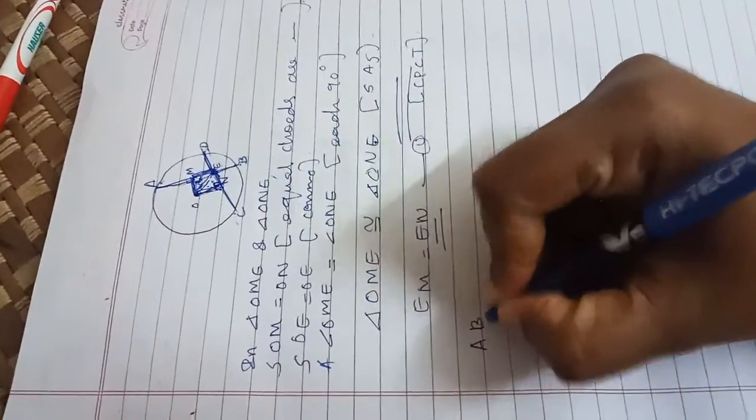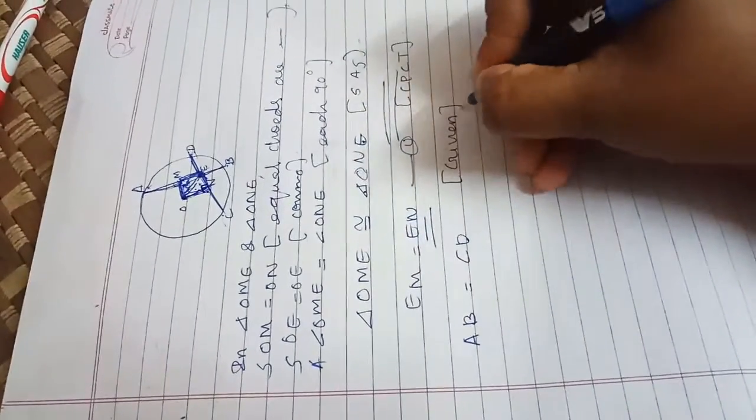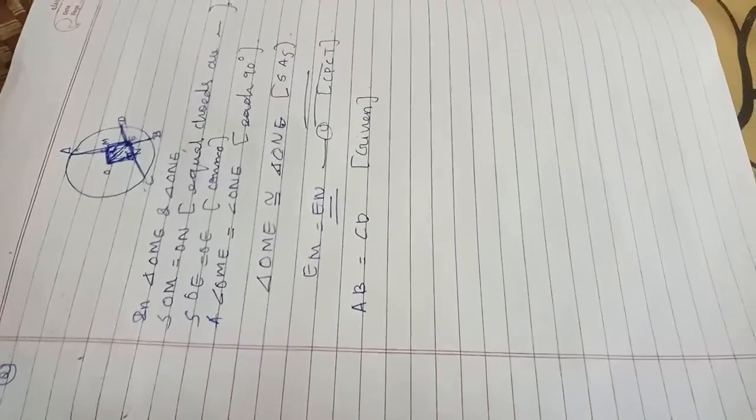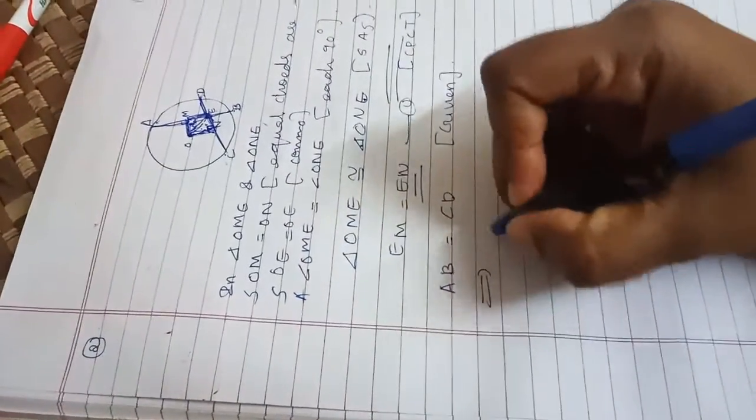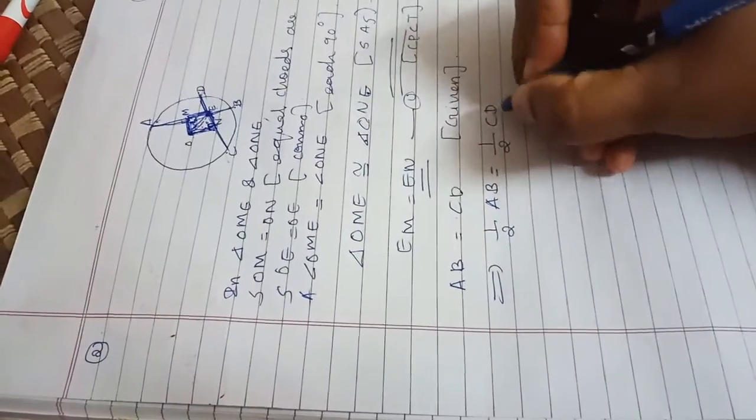I am taking that point: AB is equal to CD, which is given in the question. These two chords are equal in length, which is given in the question. So I took AB is equal to CD. From here I am multiplying half on both sides: half into AB, and here also half into CD.